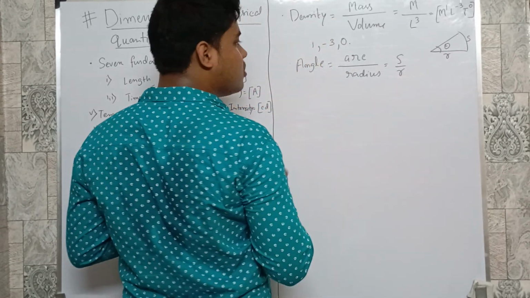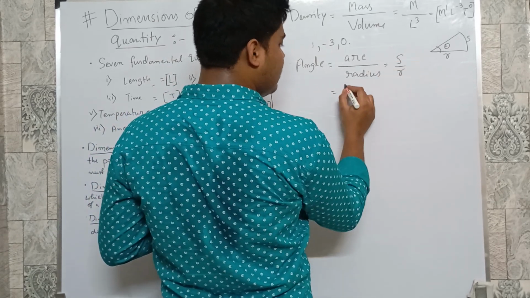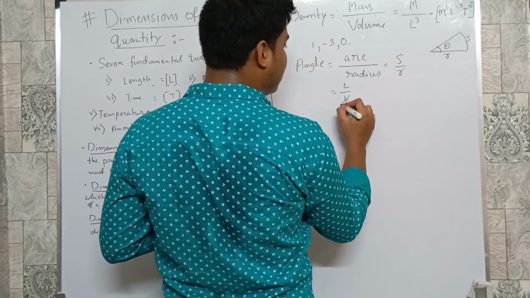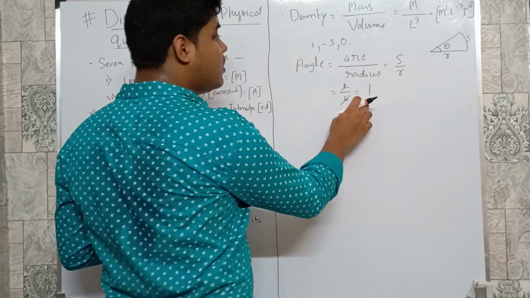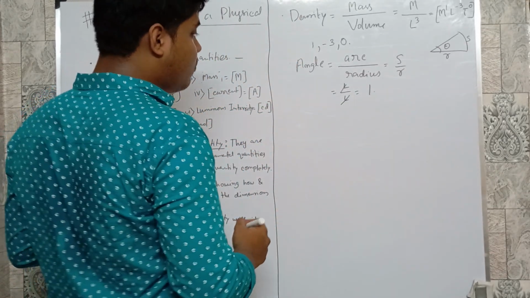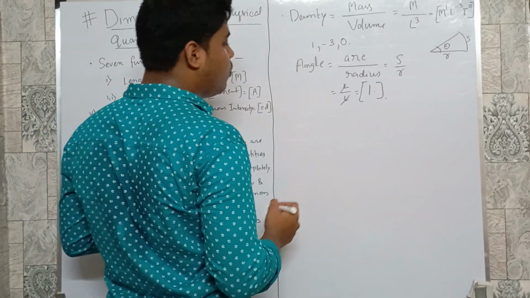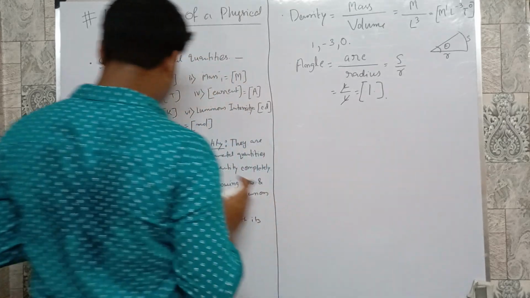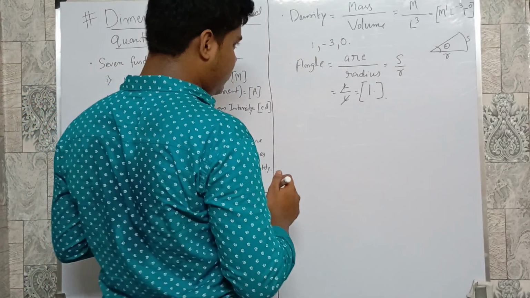So what will be the dimension of angle? The dimension of arc is length and radius is also length, so they will get cancelled out and we are left with 1. So it is a dimensionless quantity. For a dimensionless quantity, the dimension will always be 1. One means there will be no dependency on the fundamental quantities.